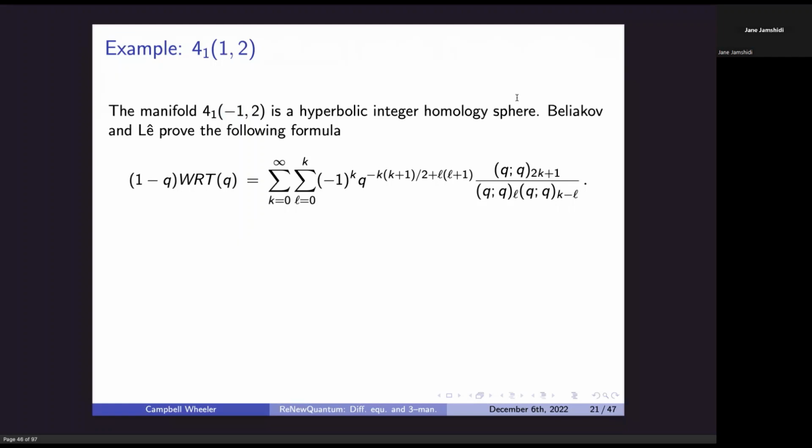So Belyakov and Leh proved the following nice formula for this. In particular, they give a nice presentation for this WRT invariant for homology spheres, and this manifold is an integer homology sphere. They give this formula from a particularly nice presentation of the colored Jones polynomial. And so here, this is just the outcome of this.